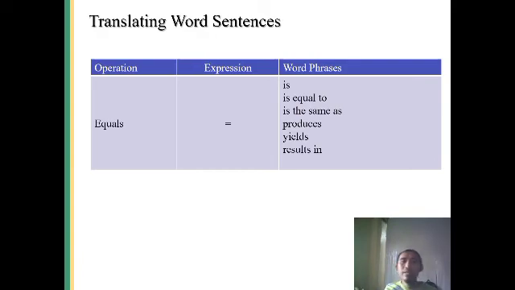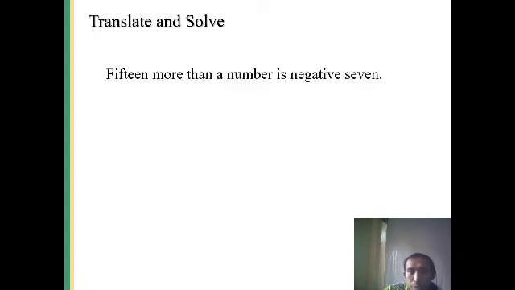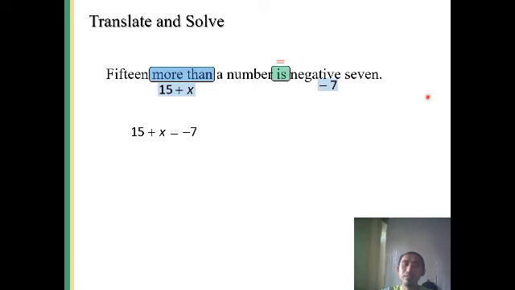Translating the word sentence into an equation. We have the equals sign and the word is. Remember these phrases: is equal to, is the same as, produces, yields, results in. So 15 more than a number is negative 7. Our equals is "is". Of course, more than, so 15 plus x is negative 7. So that is our answer.